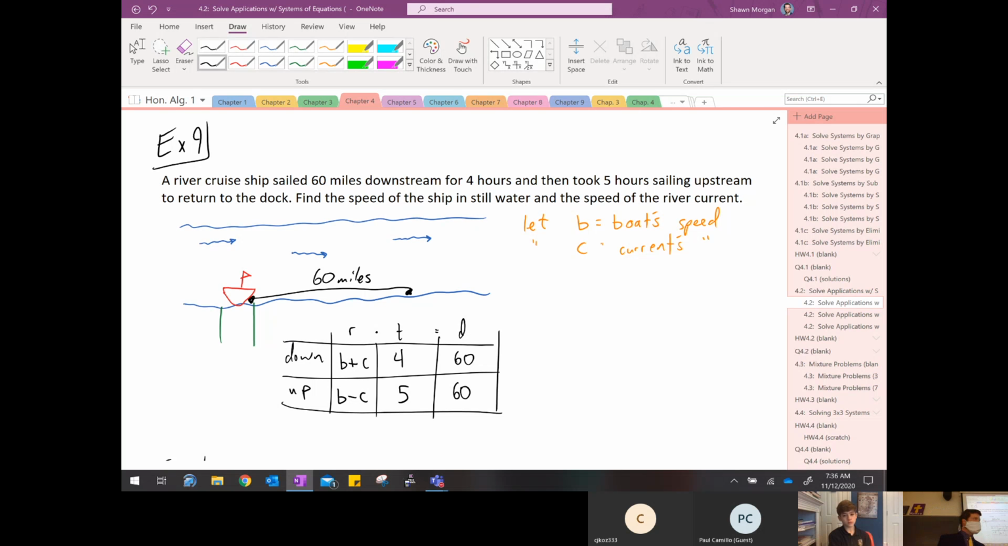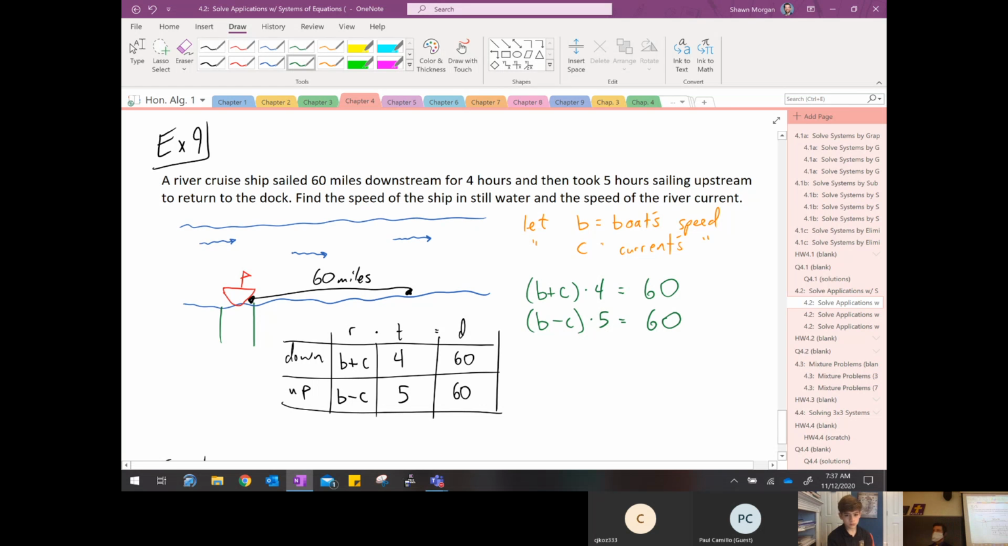Okay, what do I do from left to right? I multiply. So guess what? My first equation right here, we'll do our equations in green. My first equation is going to be B plus C, that's rate, times 4, that's time, equals 60, and that's distance. And then we're going to have B minus C, that's rate, times 5, that's time, equals 60, and that's distance again.